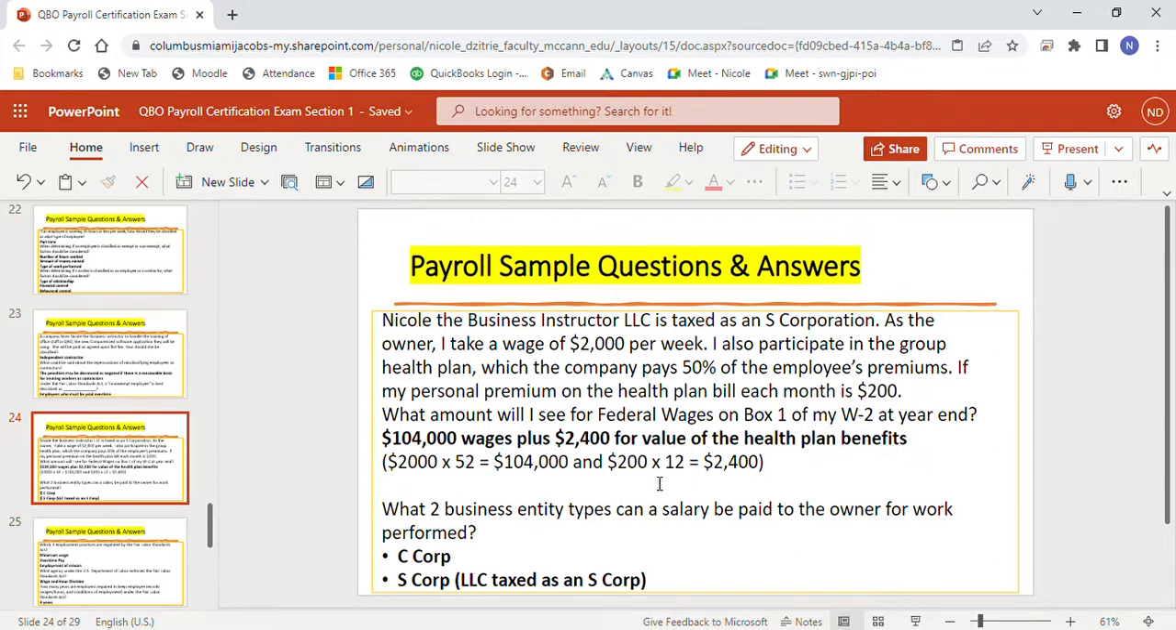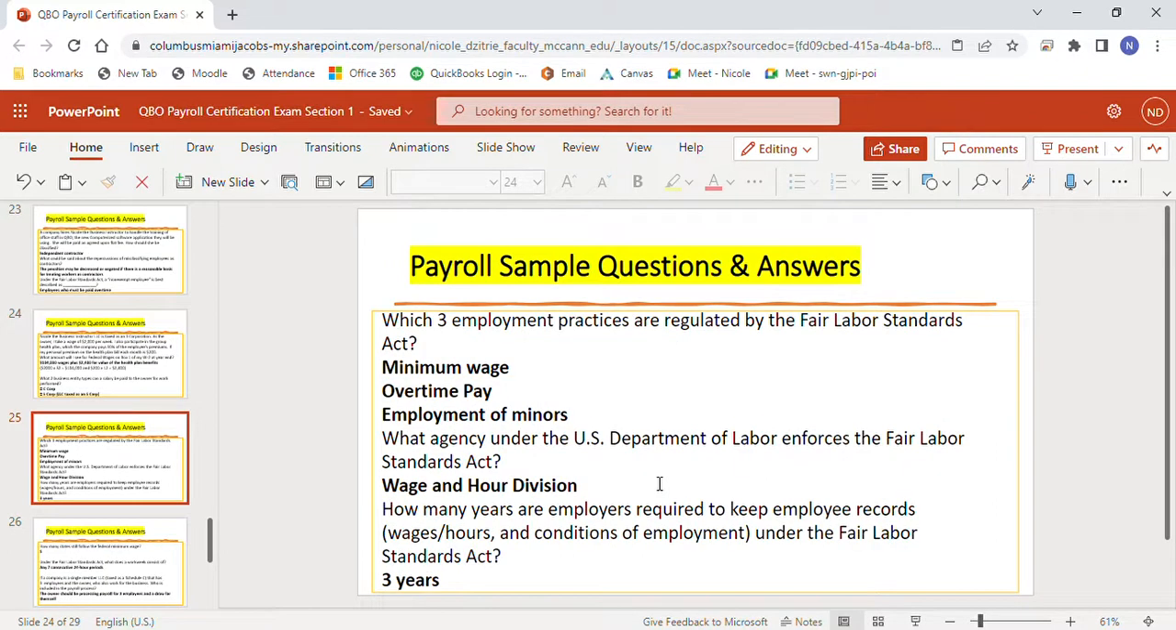What 2 business entity types can a salary be paid to the owner for work performed? C Corp and S Corp, and then also an LLC that might be taxed as an S Corp. So as long as there's an S Corp or C Corp in there, that would be the business entity where you can get a salary.